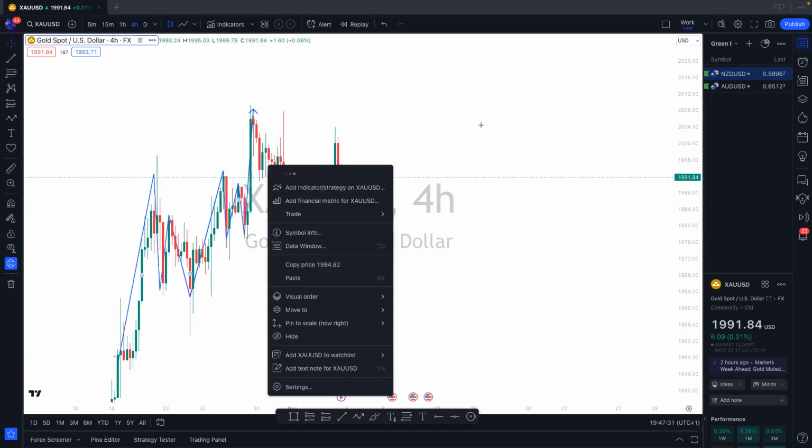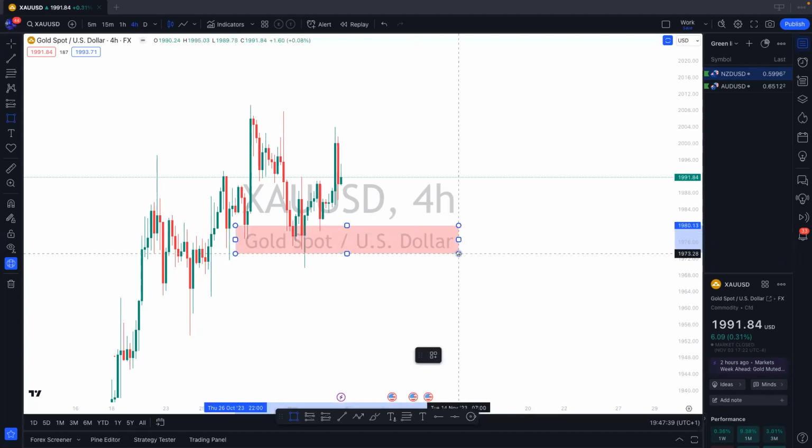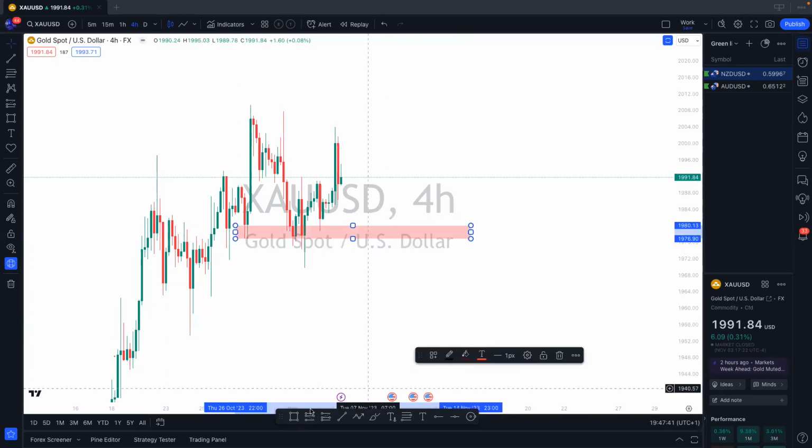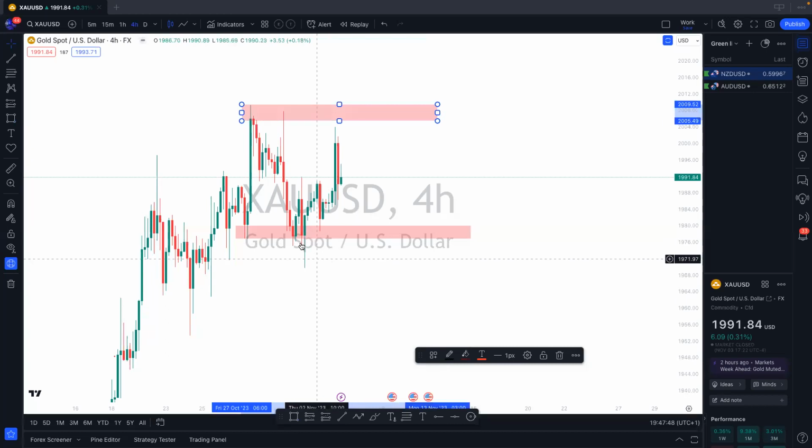honestly, I think, to avoid any plenty talk, I think the 4H is actually ranging. So we have the low of the range there, and then the high of the range here. So after price created that high and then this low, price has not really broken out of it.